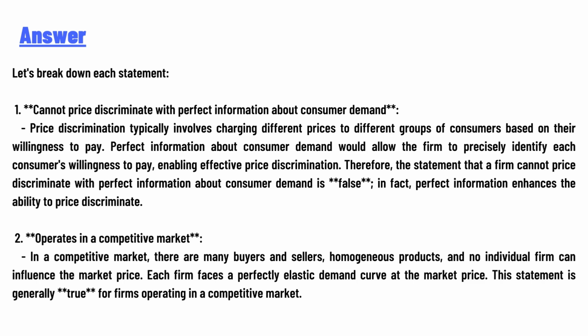Cannot price discriminate with perfect information about consumer demand. Price discrimination typically involves charging different prices to different groups of consumers based on their willingness to pay. Perfect information about consumer demand would allow the firm to precisely identify each consumer's willingness to pay, enabling effective price discrimination. Therefore, the statement that a firm cannot price discriminate with perfect information about consumer demand is false. In fact, perfect information enhances the ability to price discriminate.